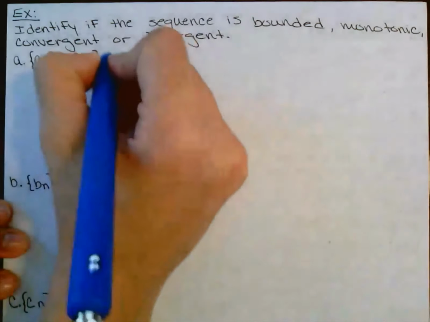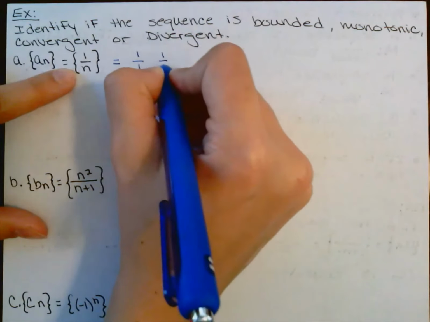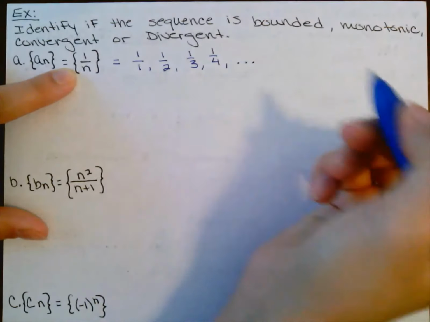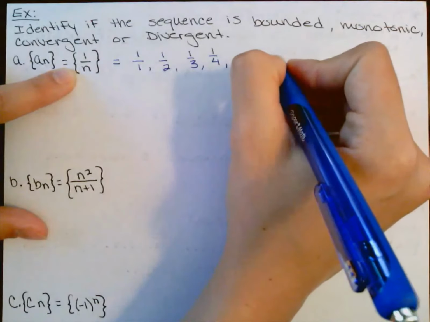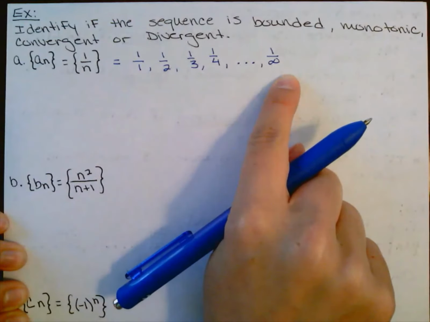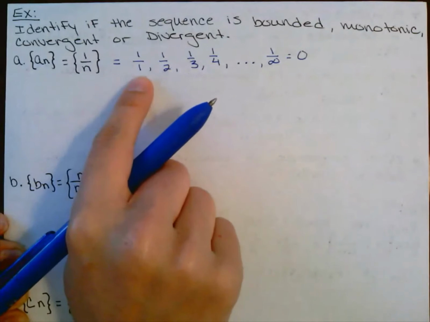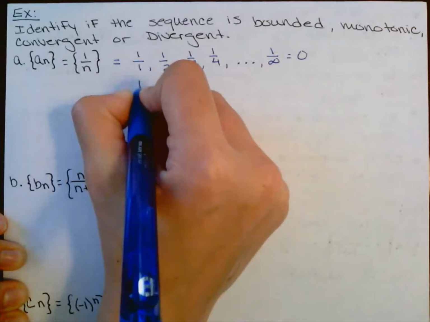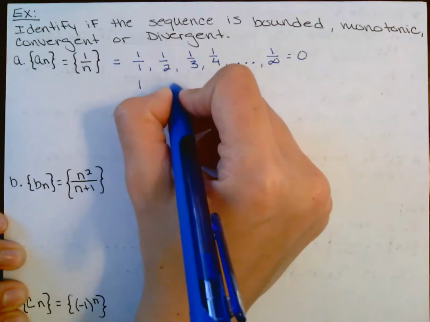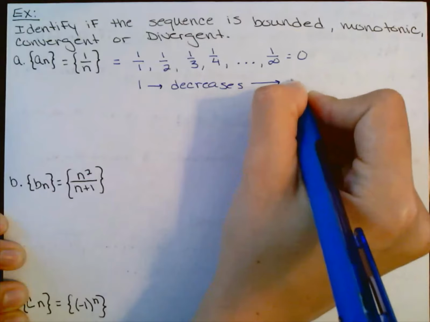Look at this first one, 1 over n. If we start looking at the terms, first term would be 1 over 1, second term would be 1 over 2, then 1 over 3, 1 over 4. We keep going, like for example, the 10th term would be 1 over 10, and so on. When you get to the infinite term, it would be 1 over infinity, okay? So we know that 1 over infinity is bottom heavy, and because it's bottom heavy, this actually equals 0, okay? So we can see that the sequence starts at the number 1, and then starts getting to a smaller number, half, a third, a fourth, so on. And it starts getting smaller, decreases, right? All the way until the number 0, okay?